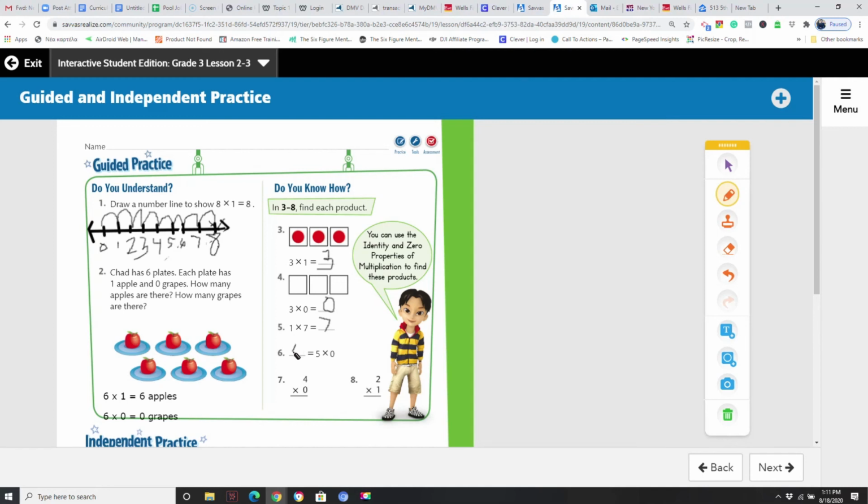So 5 times 0 is going to be 0. 4 times 0 is 0. And 2 times 1 is 2.